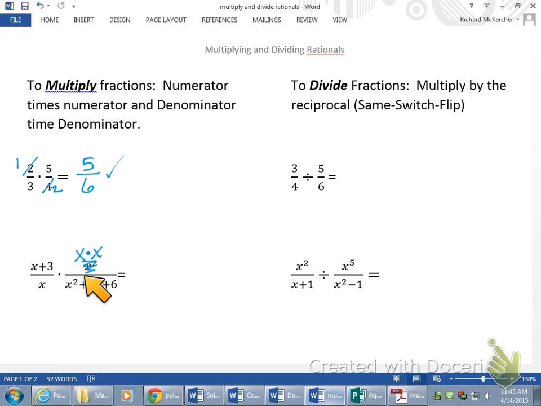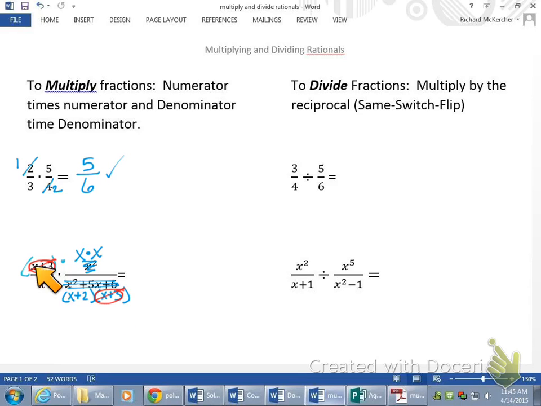I rewrite my x squared as 2 x's. And I factor the bottom into two binomials. Well, now look, this is being multiplied by that. Everything is multiplication on top. As a matter of fact, I might even add that to it. These are being multiplied straight across, and these are all being multiplied on the bottom, so I'm allowed to cancel away anything that will.